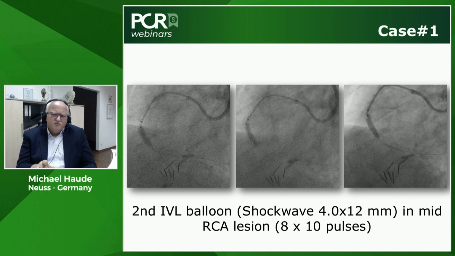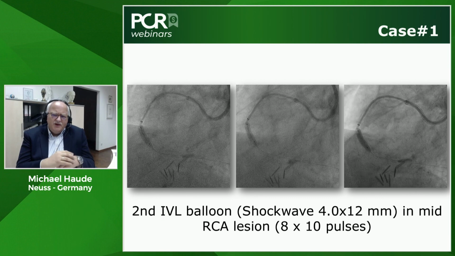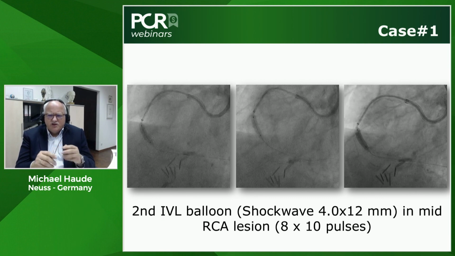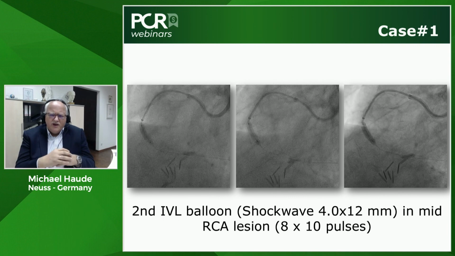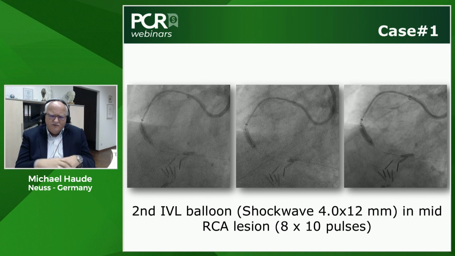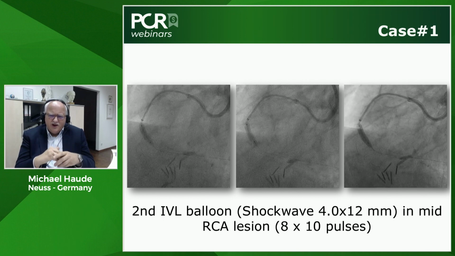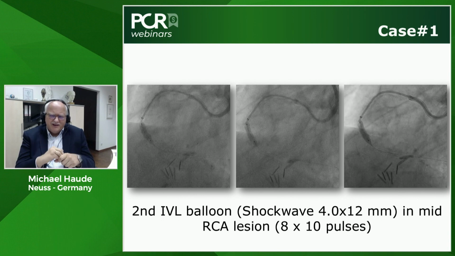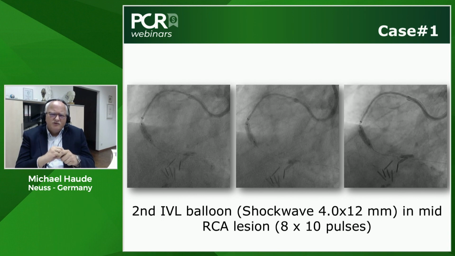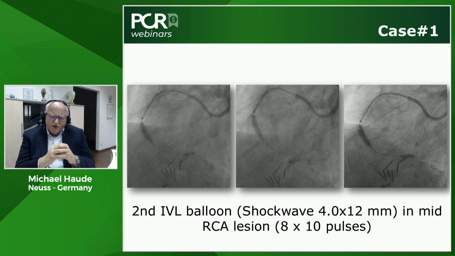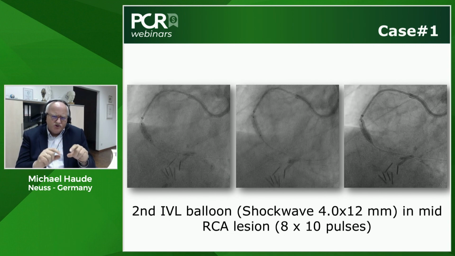Why is that so important? If you are not able to change adequately the compliance of the lesion and you have withdrawn your IVL catheter, we know that any kind of inflated, deflated balloon has a totally worse crossing profile to bring it back again. So that makes the whole story totally more difficult. I always use the full range of pulses to address a certain lesion.